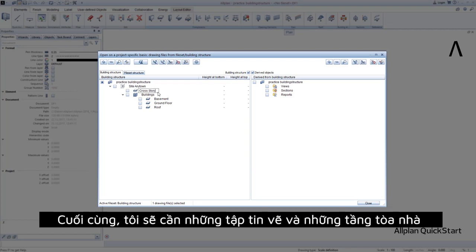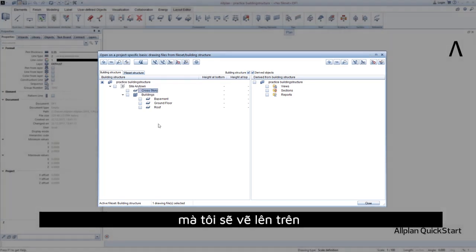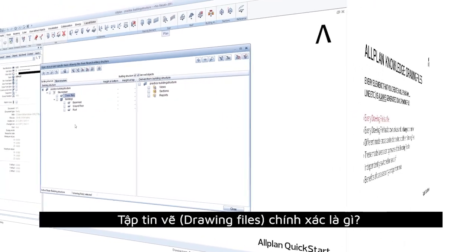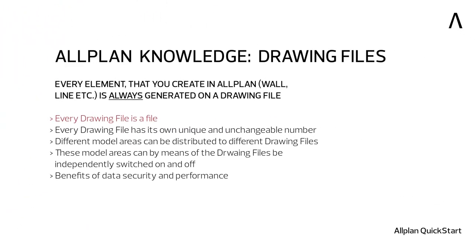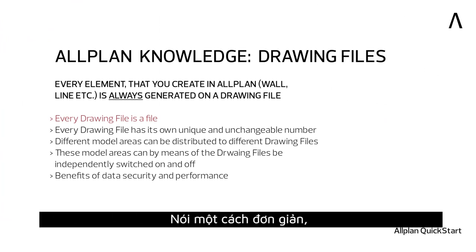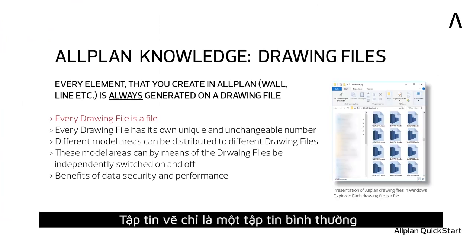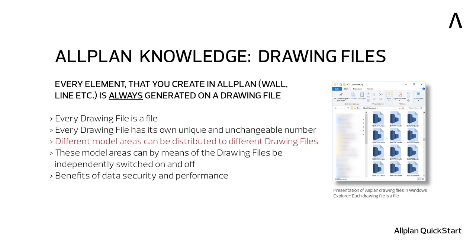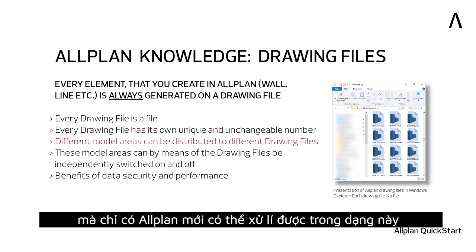Finally, I still need the drawing files in the stories on which I will draw. What exactly are drawing files? Quite simply put, drawing files are files. Every drawing file has a permanent unchangeable number, and every drawing file is a physical file. The ability to distribute the components of a building model to different drawing files is a very powerful tool that no other CAD but Allplan can handle in this form.